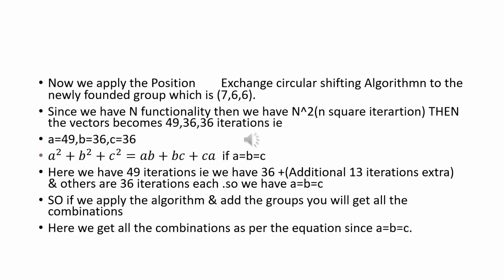Now we apply the position exchange circular shifting algorithm to the grouped data. Since we have n functionalities, we have n square iterations. Then the vectors become 49, 36, 36. A is 49, B is 36, C is 36. Now we have the equation a square plus b square plus c square is equal to ab plus bc plus ca if a is equal to b is equal to c. Here we have 49 iterations, that is 36 plus 13 extra iterations, and the others are 36 iterations. So we have a equal to b equal to c. If you apply the algorithm and add the groups, you will get all the combinations, as per the equation.